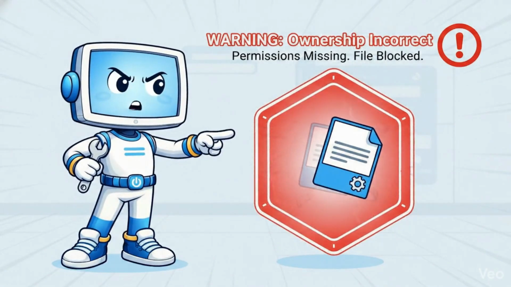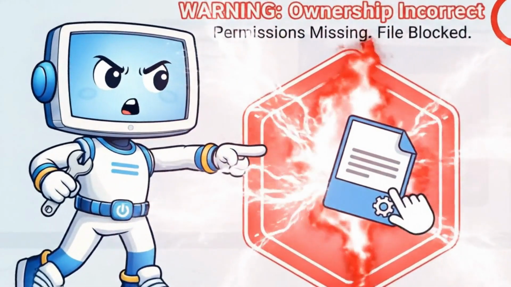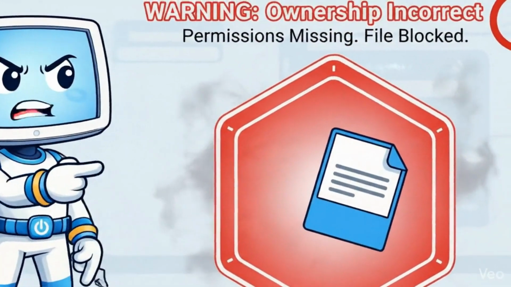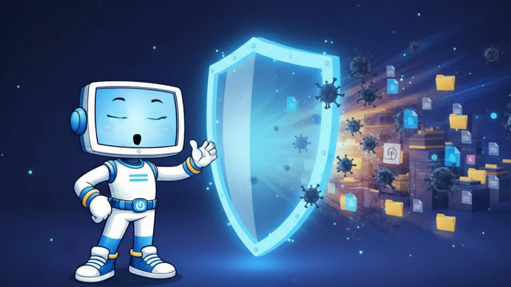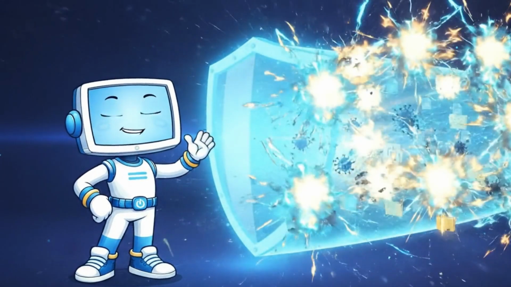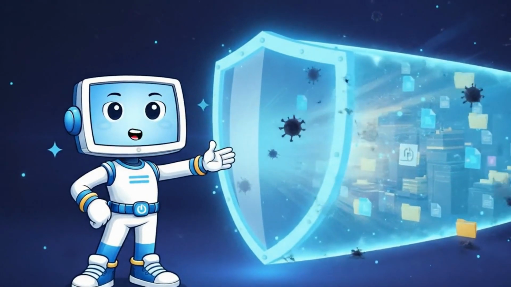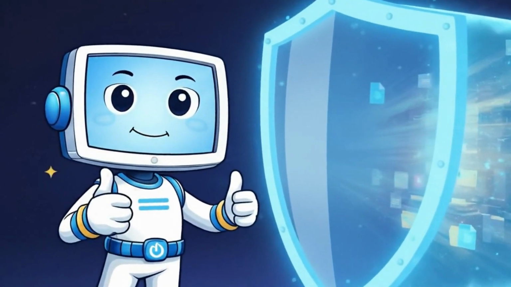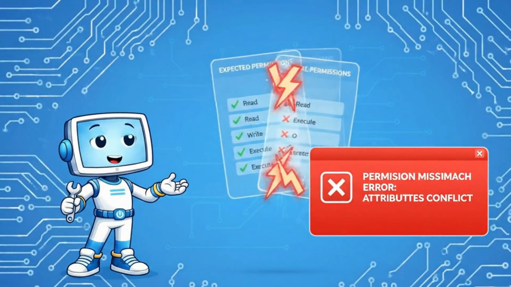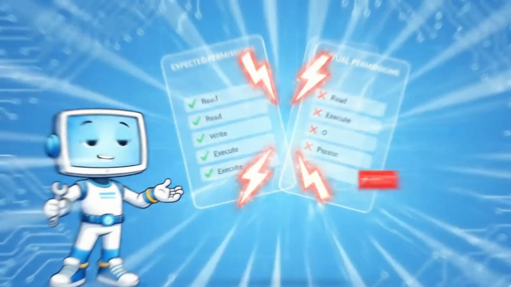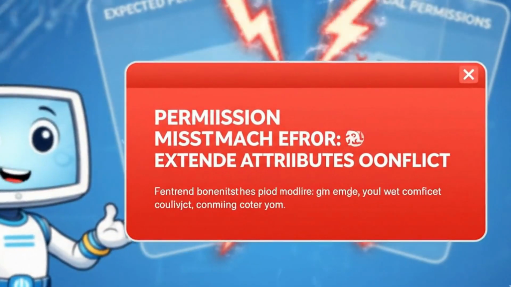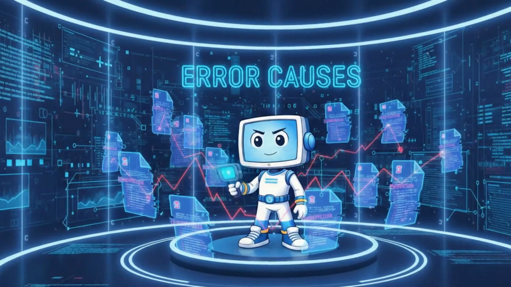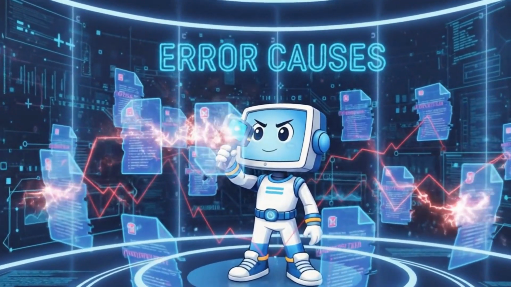If the ownership is incorrect or permissions are missing, Windows will block the file from running properly. These permission checks are part of Windows security architecture, designed to protect your system from malicious software or accidental changes. When there is a mismatch between the expected permissions and the actual permissions on a file, errors like the extended attributes error occur. Several factors can trigger this error.